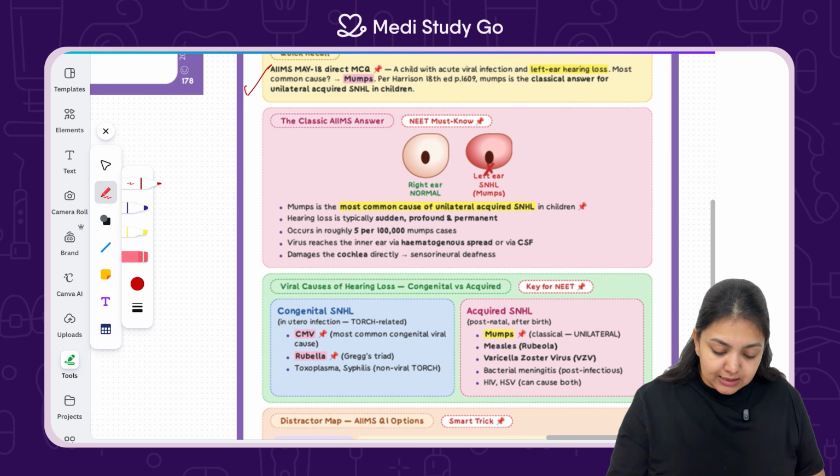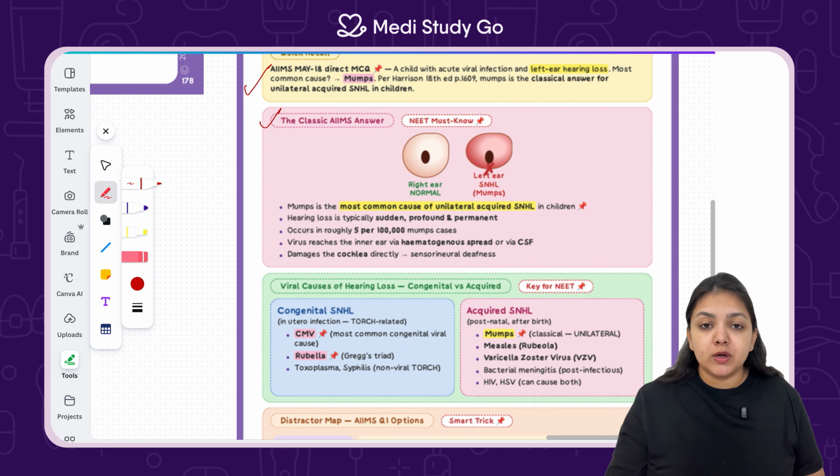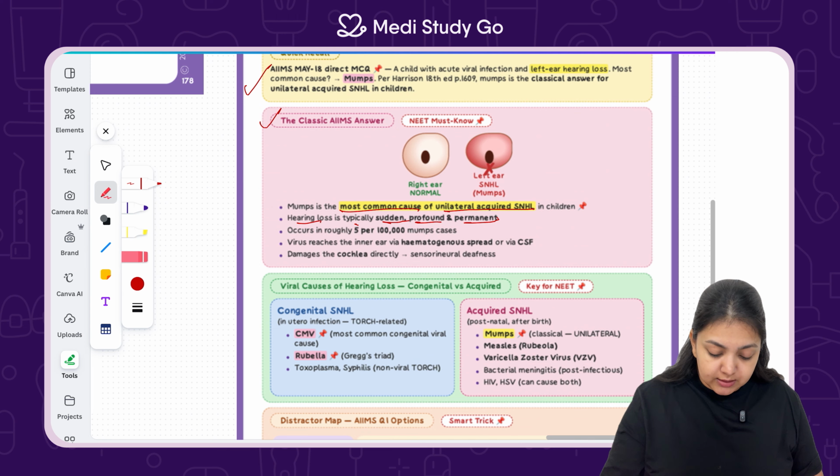Now, what is the classic AIIMS answer? The common point which they put in the question and expect the answer to be mumps is the most common cause of unilateral acquired hearing loss in children. And the hearing loss is typically sudden, profound, and permanent. Most of the cases it's seen in 5 per 10,000 cases. So this is the prevalence. So this is how you can read certain points for the questions which have already been asked from this topic in previous years.